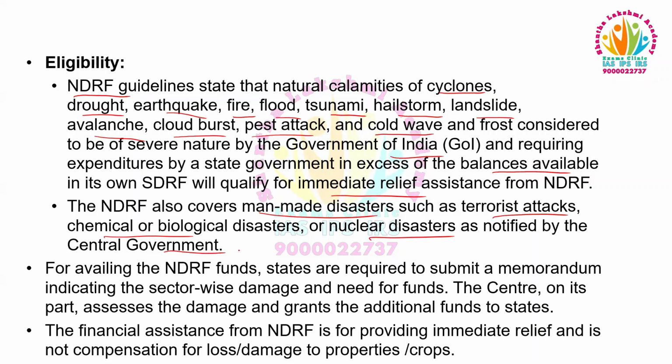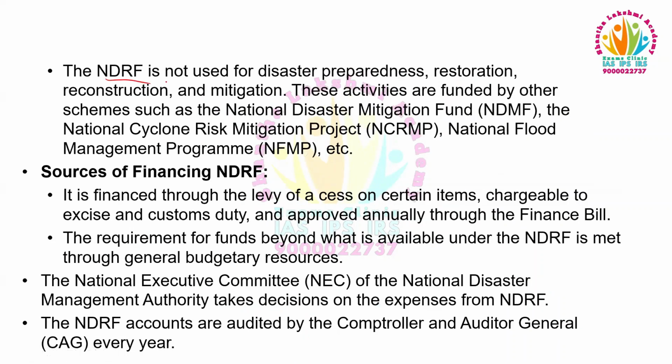For availing the NDRF funds, states are required to submit a memorandum indicating the sector-wise damage and need for funds. The center, on its part, assesses the damage and grants the additional funds to the states. The financial assistance from the NDRF is for providing immediate relief and is not compensation of loss or damage to properties or crops. The NDRF is not used for disaster preparedness, restoration, reconstruction, and mitigation. These activities are funded by other schemes such as the National Disaster Mitigation Fund, the National Cyclone Risk Mitigation Project, National Flood Management Program, etc.